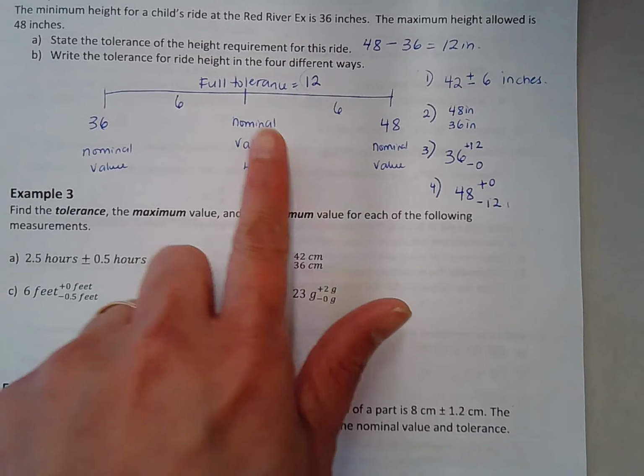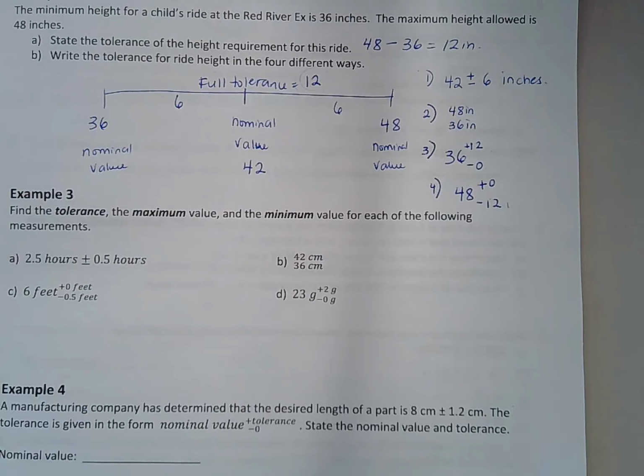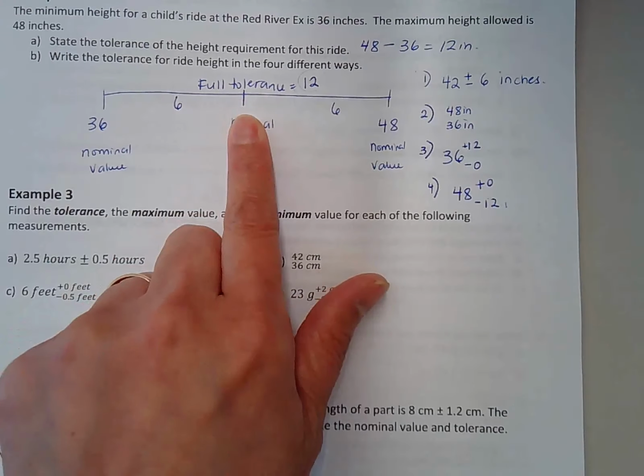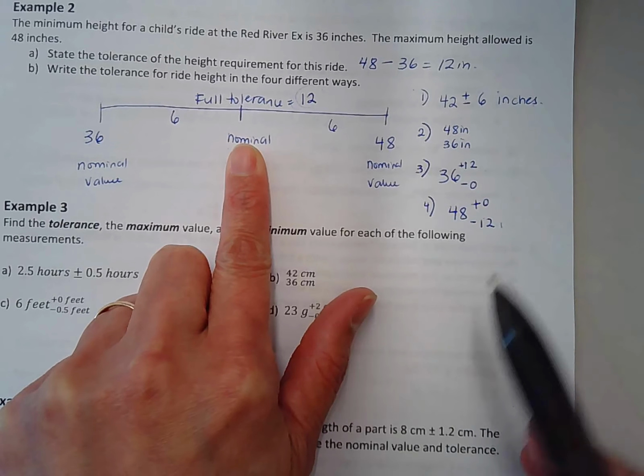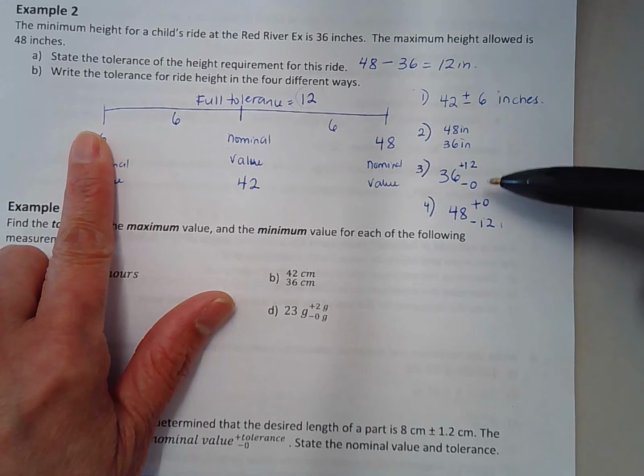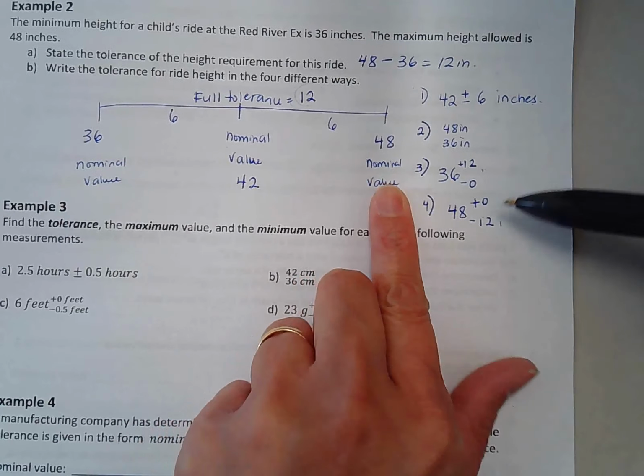So it depends on where our nominal value is. If it's in the middle, then it's this one. If it's at the beginning, then it's this one. And if it's the end, then it's this one.